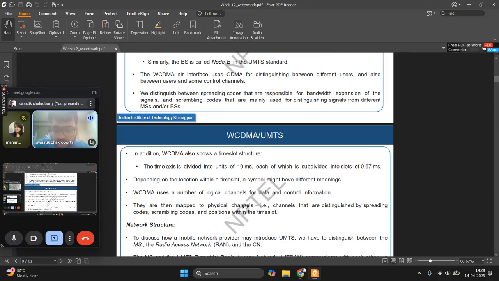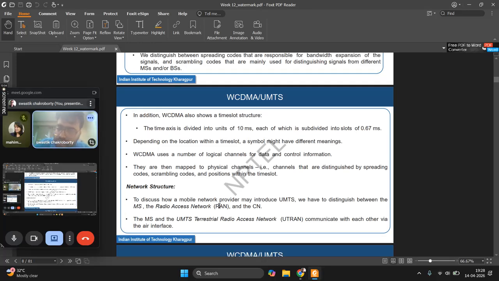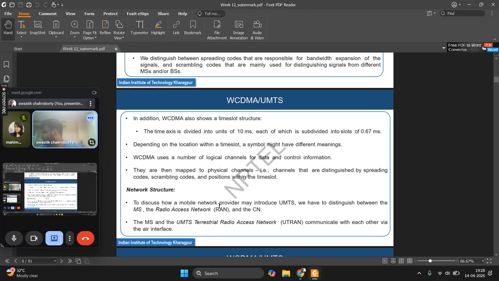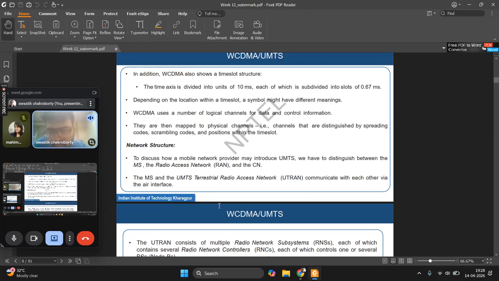Okay, so WCDMA also uses a number of logical channels for data and control information. Then they are mapped to physical channels. So the data and control information are spread across logical channels, which are then mapped to physical channels. Maybe one particular physical channel is reserved for spreading control information, others are there for time information, others are for data transmission, and like that.